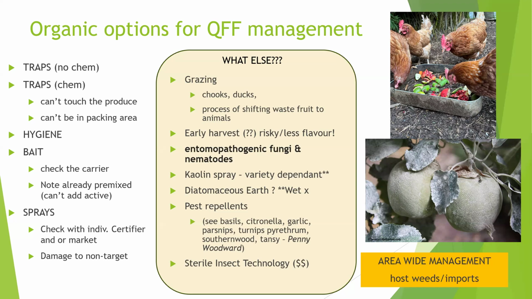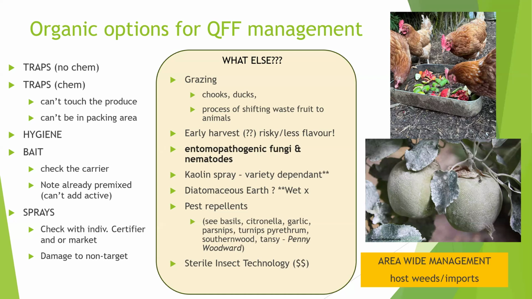I've been told that the diatomaceous earth is an option, but my concern is that if the diatomaceous earth is wet, it doesn't behave in the way that it needs to kill the insect. So I would use it as part of a different or bigger system. Penny Woodward has a great book, and she's mentioned lots of different repellents. Have a look for basil, citronella, garlic, parsnips, turnips, pyrethrum, southernwood, and tansy. I haven't proven these, but it's no harm to go and find and test these out.